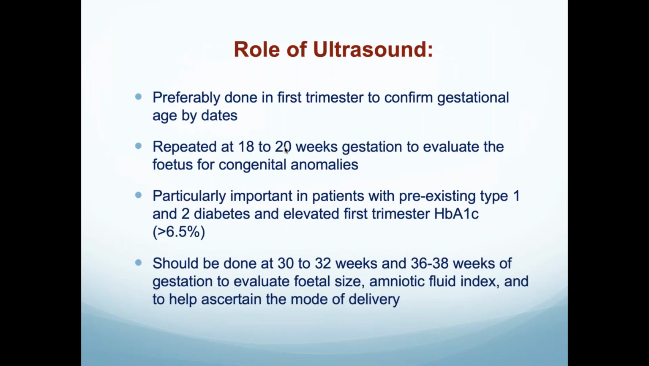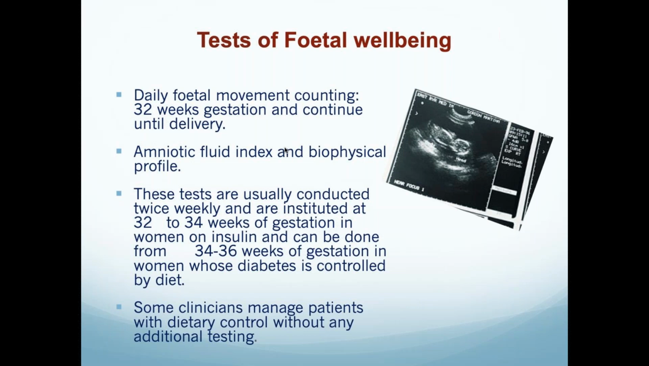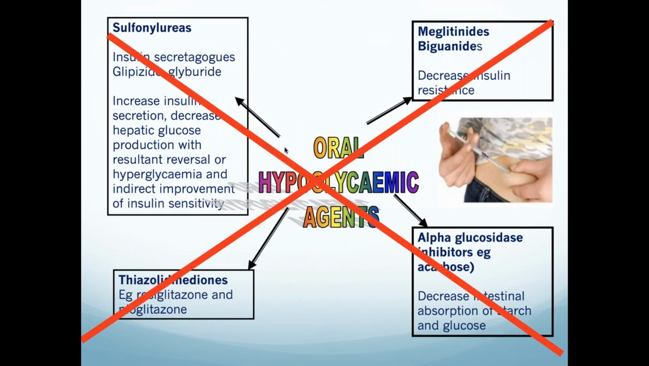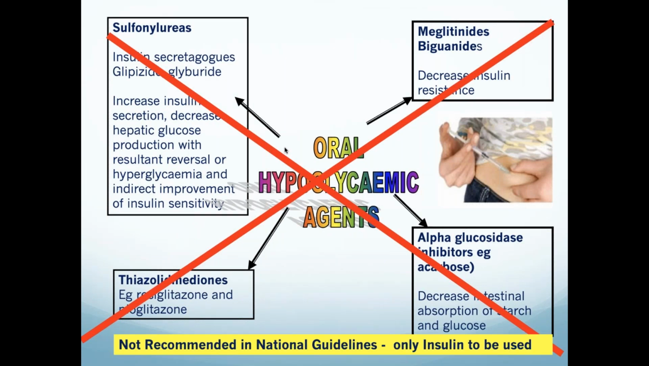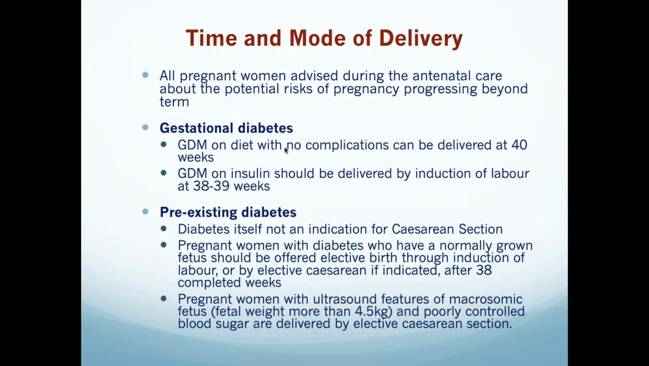Then we have done the role of ultrasound. Level 2 ultrasound is extremely important, no doubt. And we have done that we should assess the fetal growth beyond 28 weeks. Oral hypoglycemic agents we do not give. Only metformin can be given, maximum that can be given. As per national guidelines, metformin we discussed that it is an off-label use. Okay, it is an off-label use.